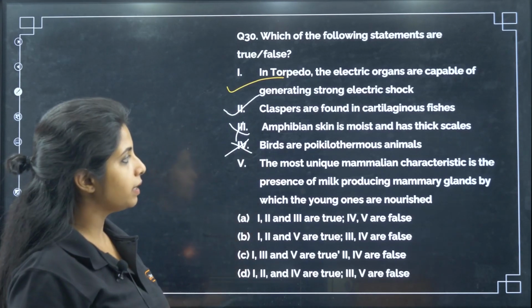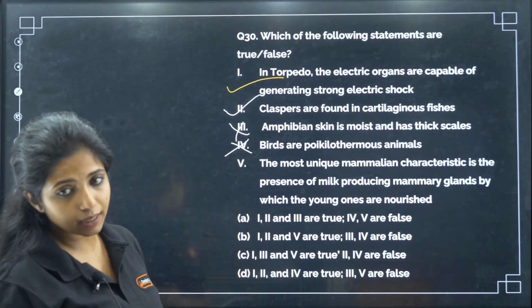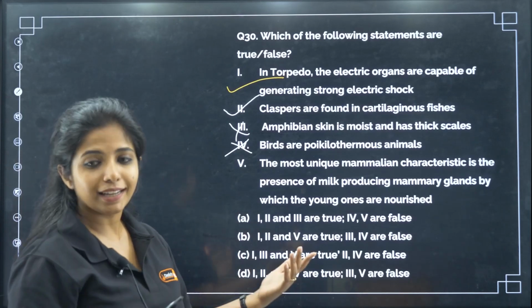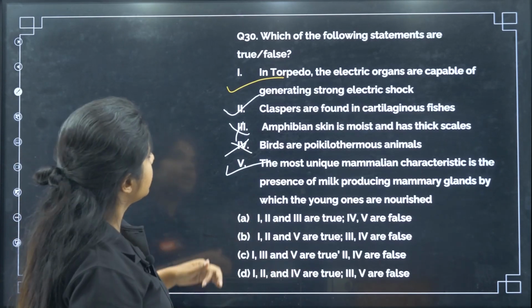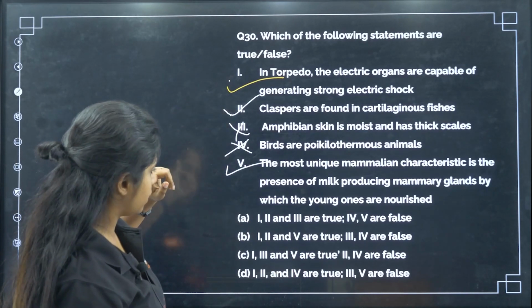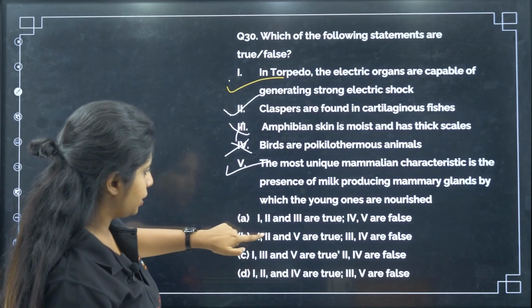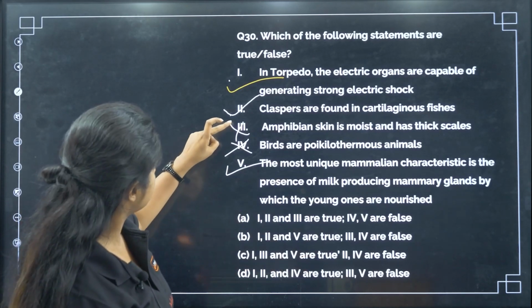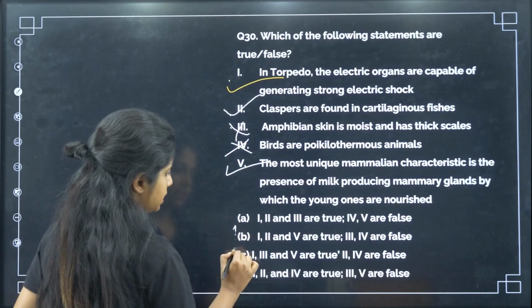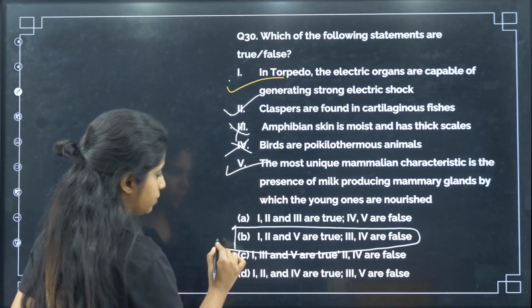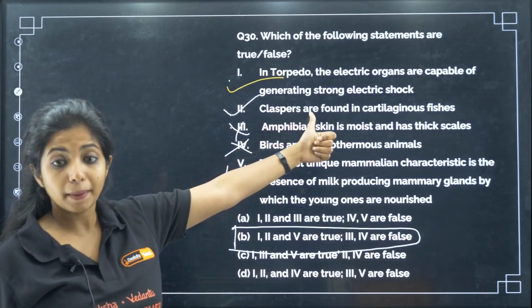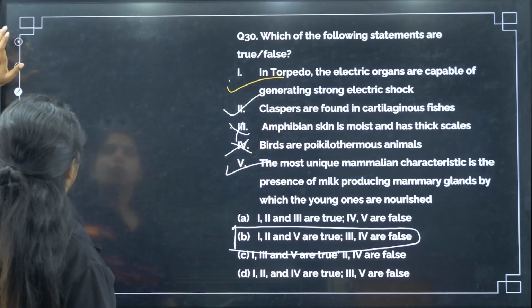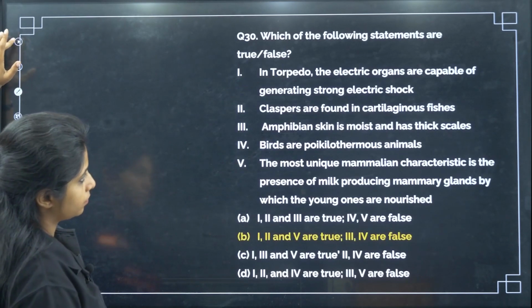The most unique mammalian character is the presence of milk-producing mammary gland. Yes, which is why they are known as mammalia. So this is also correct. So can I say 1, 2, 5 statements are correct? 1, 2 and 5 are true, and 3 and 4 are false. Yes. And claspers are found in pelvic fin. Remember that also. Okay? Chalo.